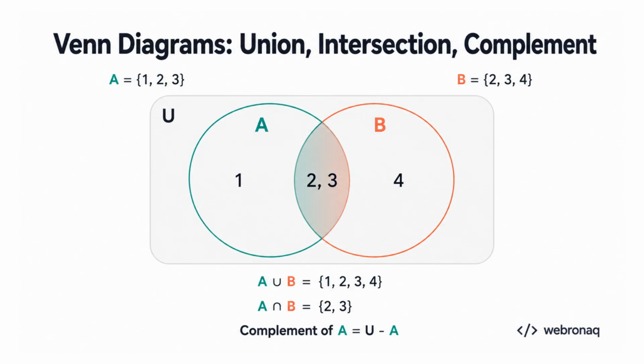The union of A and B, written A ∪ B, contains every element that is in A or B or both. So A ∪ B equals {1, 2, 3, 4}. The intersection, A ∩ B, contains only elements in both sets. That gives us 2 and 3. The complement of A contains everything in the universal set U that is not in A. These 3 operations form the core vocabulary of set theory, and Venn diagrams make them instantly visible. Next, let's use these ideas to solve a real counting problem.